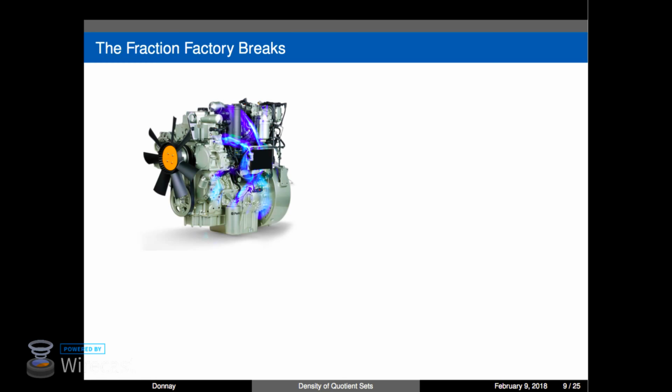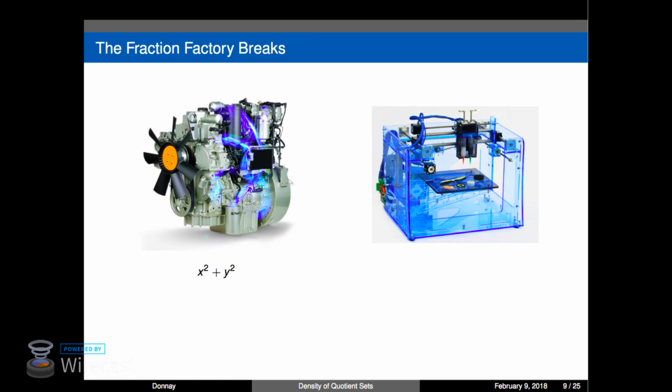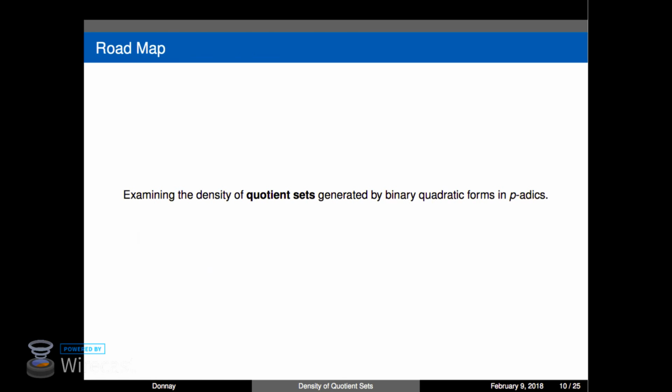Instead of spitting out whole numbers, it starts spitting out whole numbers that are the sums of squares. And similarly, the denominator machine also only spits out the sums of squares. So now, instead of fractions a over b, we have fractions x squared plus y squared over z squared plus w squared. And so, what mathematical concept am I trying to illustrate here? I want to talk about quotient sets.